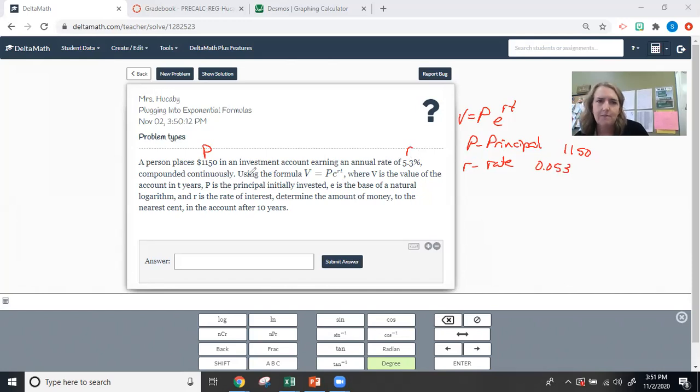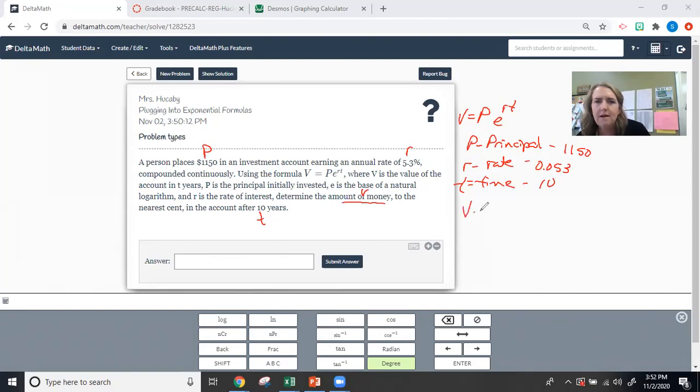Compounded continuously. Using this formula where V is the value of the account in T years, P is the principal initially invested, E, remember E is your base of a natural logarithm, and R is the rate of interest. Determine the amount of money to the nearest cent in the account after 10 years. So T is time, and in this case it is 10. So we're trying to find the amount of money. This is our V. We want to find V.